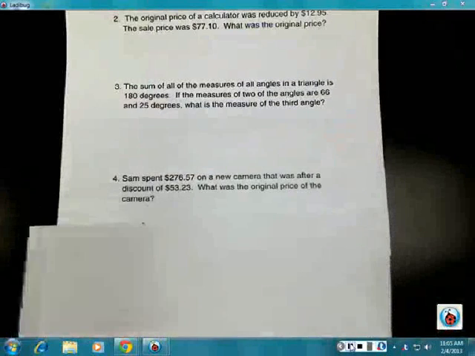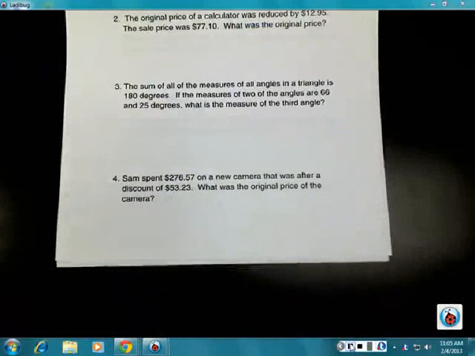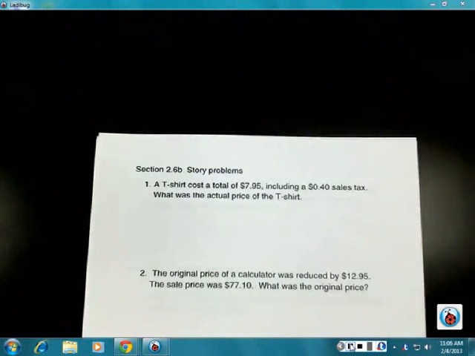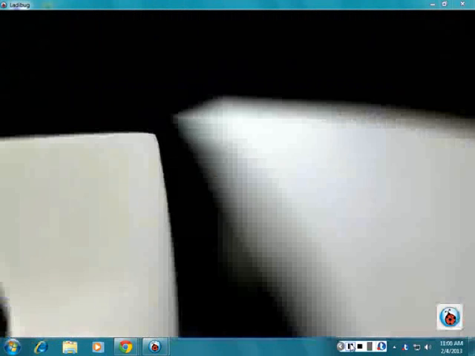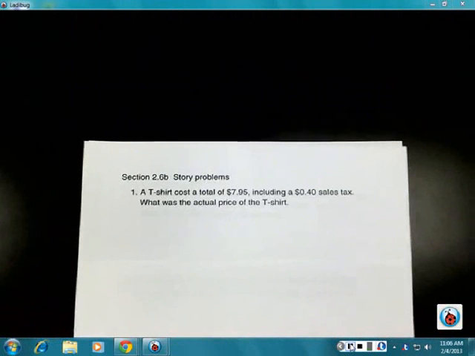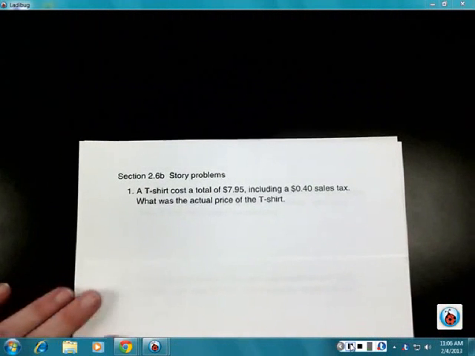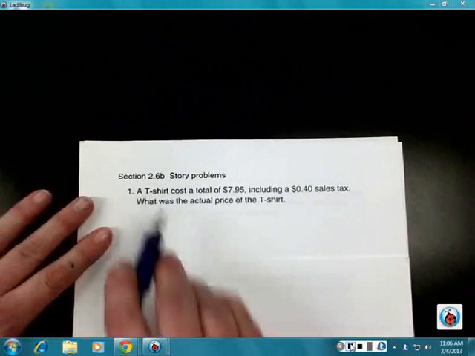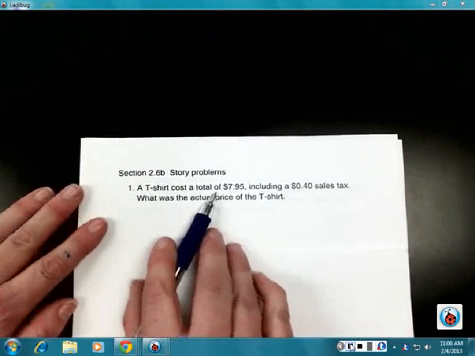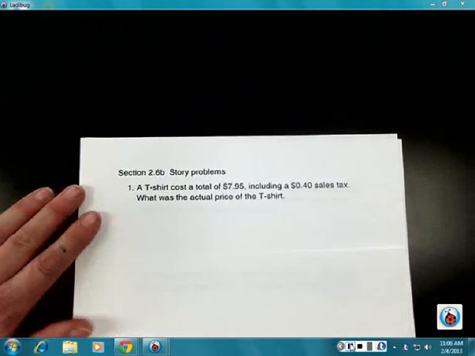2.6b. Yeah, this is where it kind of got tricky. 2.6b gets into looking at general straight story problems that involve all kinds of stuff with these. So let's see if we can go through and set some of this stuff up and see what happens. They are, again, regular straight story problems, so we've got to read them carefully and see what we get out of them. If I read this, it says a t-shirt costs a total of $7.95.